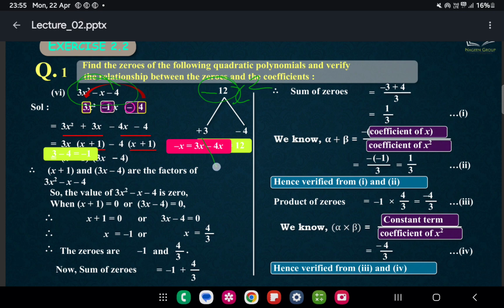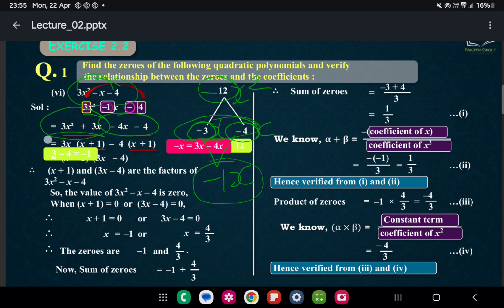Then the middle term will be minus 1x we have to get. So 3 4s are 12. The higher value should be minus, so we have taken minus 4, and the lower value is 3, so we have to take plus. 4 3s are 12, and 3 minus 4 we will get minus 1x. Here 3x, here 4x. So 3x square plus 3x and minus 4x minus 4.